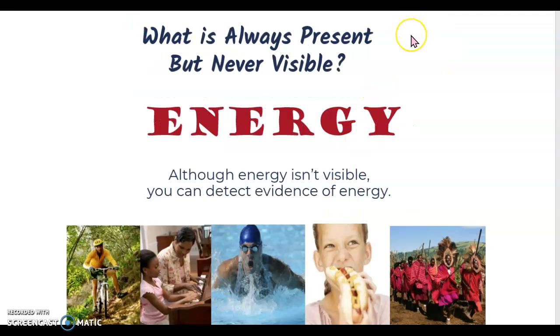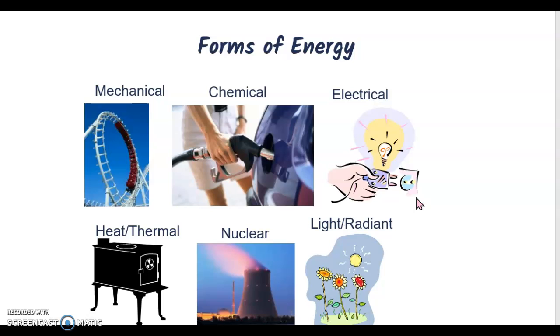What is always present but never visible? That is energy. Although energy isn't visible, you can detect evidence of energy. So here are some forms of energy that you can see around you. For instance, this roller coaster is showing you mechanical energy.